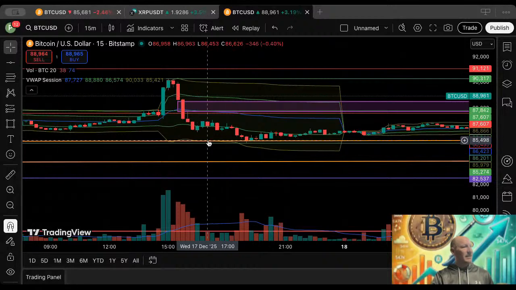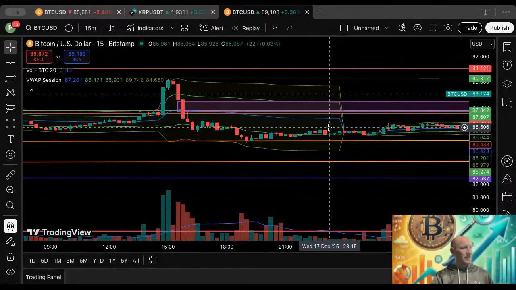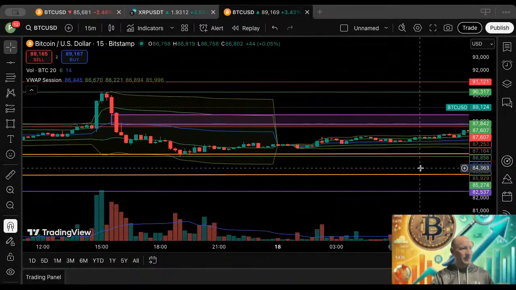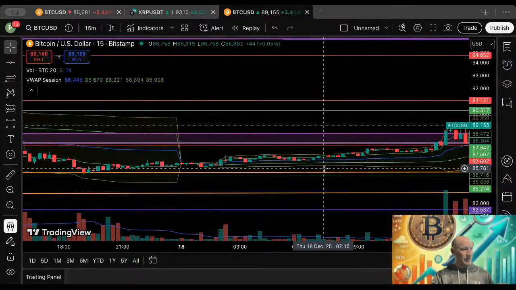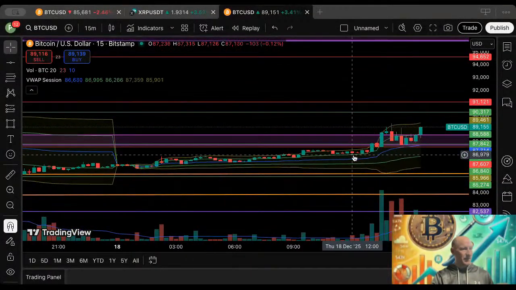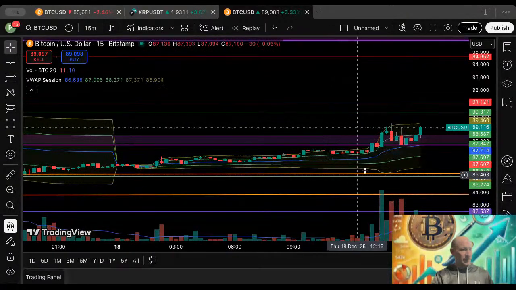So price got to this trend line, respected it, and it's hovering around it, slowly climbing above it, going to another level. Oh, no, what's it doing? It's going to fill this fair value gap. And there you go. Fair value gap has been filled.